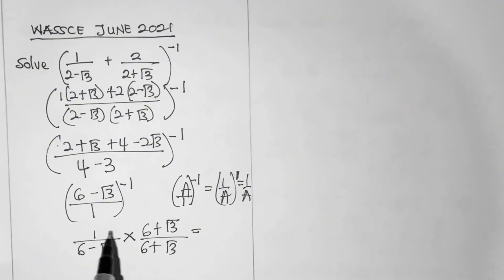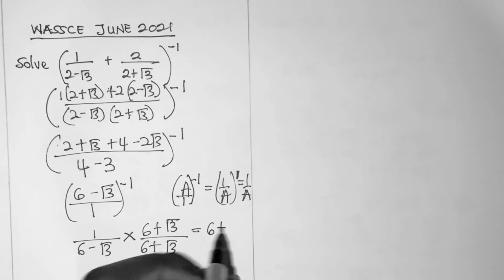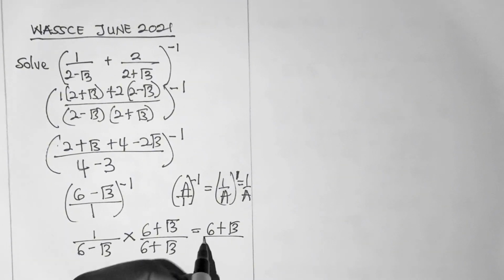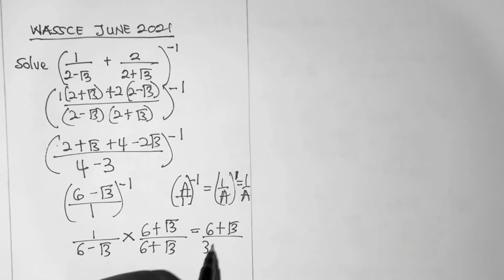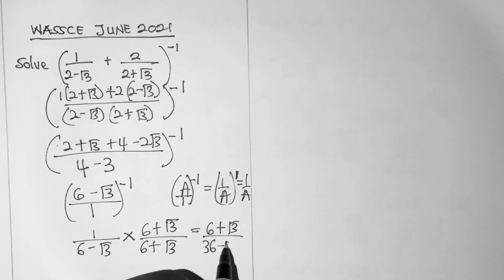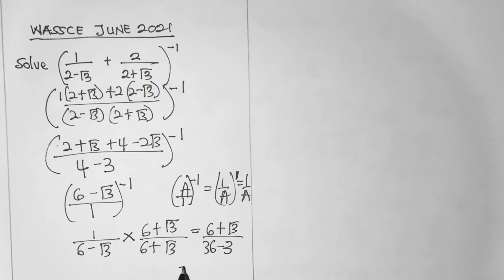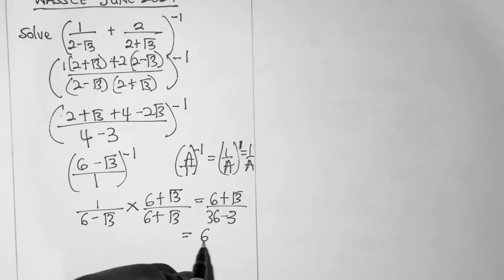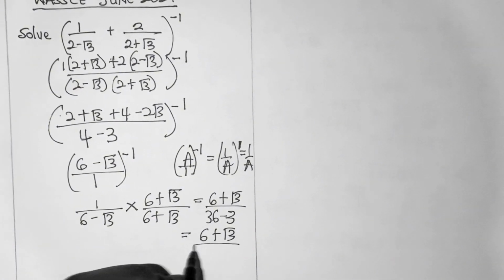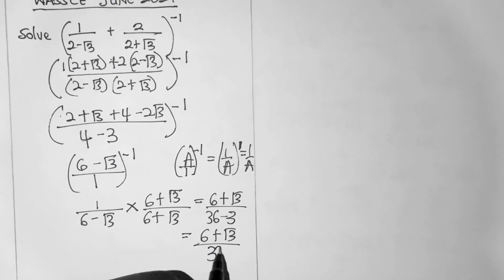This is equal to 1 times 6 is 6 plus 1 times root 3 is root 3. 6 times 6 is 36. Minus root 3 times root 3 is minus 3. So this is equal to 6 plus root 3 divided by 36 minus 3 is 33.